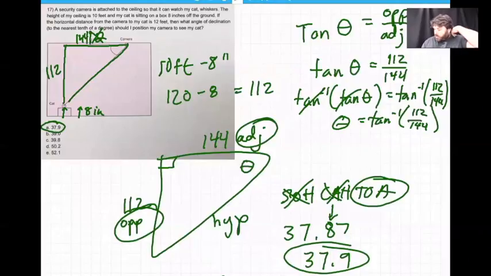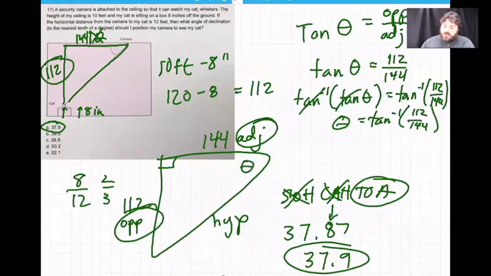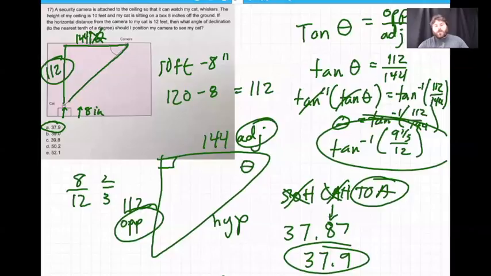Now, we could have done this whole problem in feet. We could have left 144 inches as a 12. The only thing is, how would we have gotten the number of feet here? Well, 8 inches is 8/12 of a foot. It's 8 out of 12 feet, or 8 inches out of 12 inches. So it's 8/12. That's 2/3. So you could have subtracted 2/3 from the 10 feet and got 9 1/3. So you could have done the tan inverse of 9 1/3 over 12, and you would have still gotten the same answer.